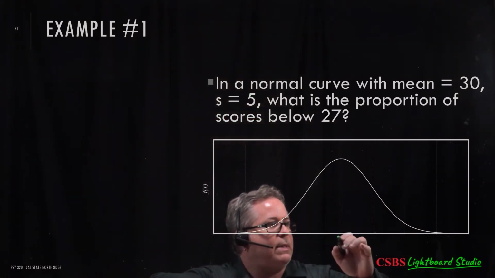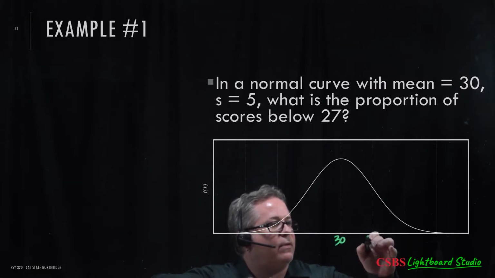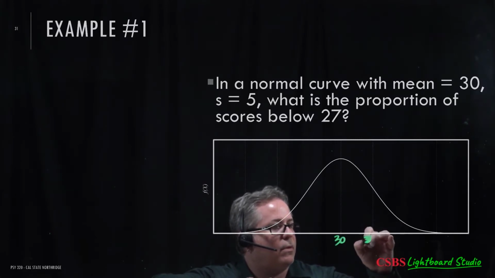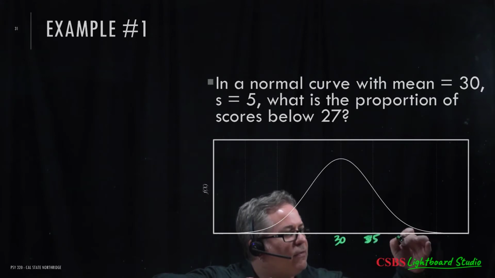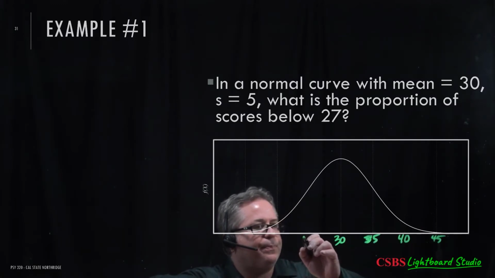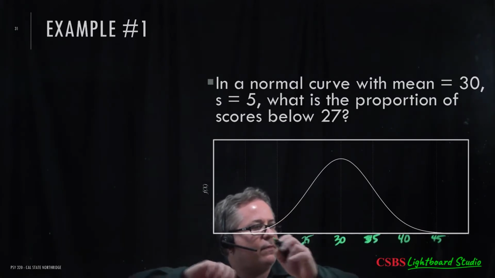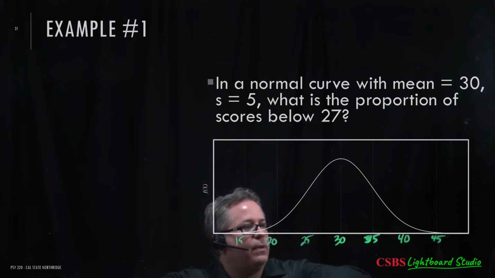find, if I know the mean here is 30, standard deviation is 5, so that's 35. Oops, 30, 35. That's 40 somewhere. I can't really see the lines very well. 40, and then over here is 45. So here's 25, 20, and 15 over there. Okay, something like that.